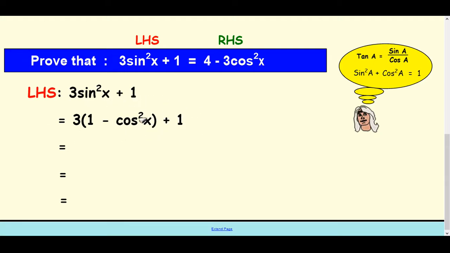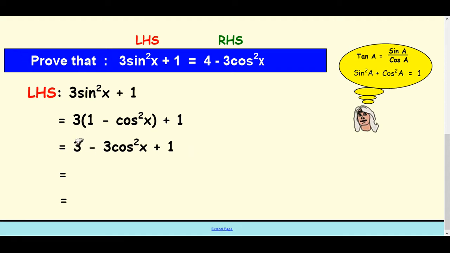And the reason I'm doing that, again, I'll try and get you to think about how my brain's working. I'm looking at the other side here and seeing this cos and no sine. And that was a way of me getting that. I'm then going to multiply out the bracket, because that seems about the right thing to do here. So 3 times 1 is 3. And 3 times cos squared x is 3 cos squared x. And then the 1's not been affected by the 3, so I'll put a plus 1 there.